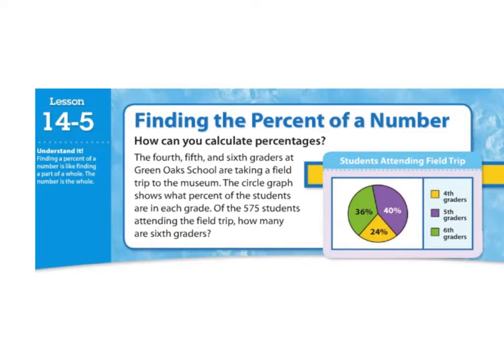On the graph, it doesn't tell me that piece of information, that the total is 575. Next, I'm going to read the key to see which one is 6th graders. It's green, so I see that 6th graders are 36%. So basically they're asking me, of 575 students, how many are 6th graders from 36%? So you do 36% of 575.